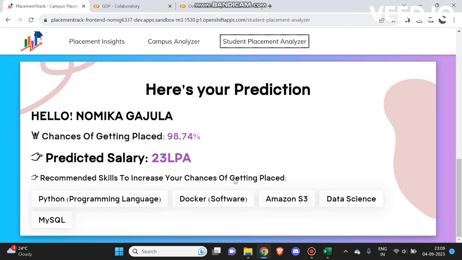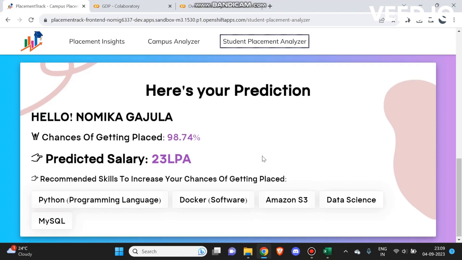Yeah, you can see that here is my prediction. That is, my chances of getting placed are 98%, and my predicted salary is 20 lakhs per annum. And then these are my recommended skills. That is, these skills really help me to get the higher packages. So this is about our project, and this screen really helps the student to focus on what technical skills they need to learn to get the higher packages.